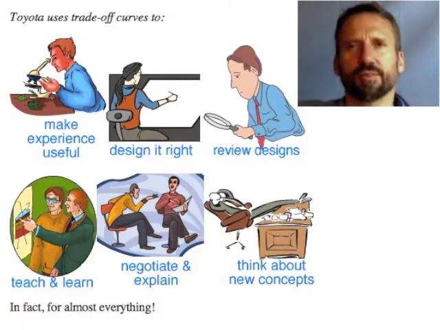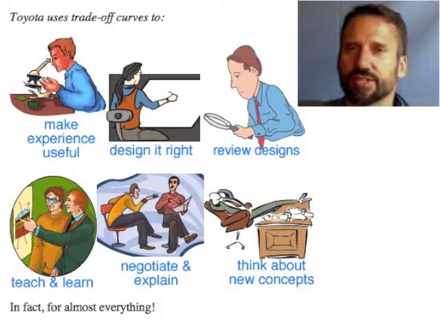So what are trade-off curves good for? Well, first of all, they're the primary means that Toyota uses to capture the knowledge that it's accumulated over the years. Naturally, some other information needs to go along with them. I don't want to say that it's only the curve itself, but the curve is an important part of the means of recording that knowledge. That knowledge, in turn, allows Toyota to design things right the first time.